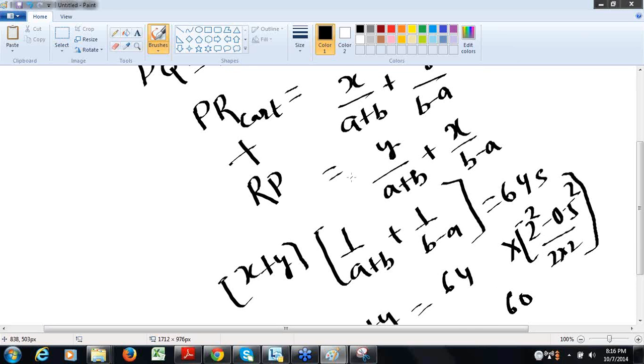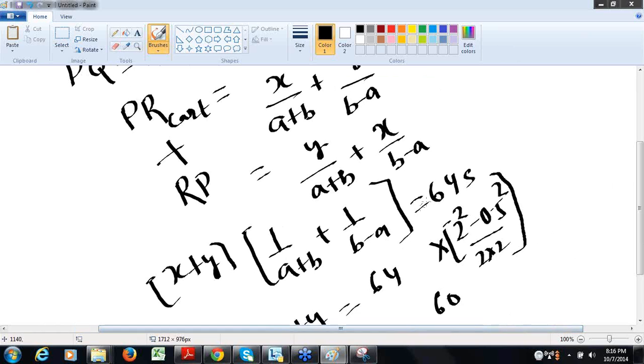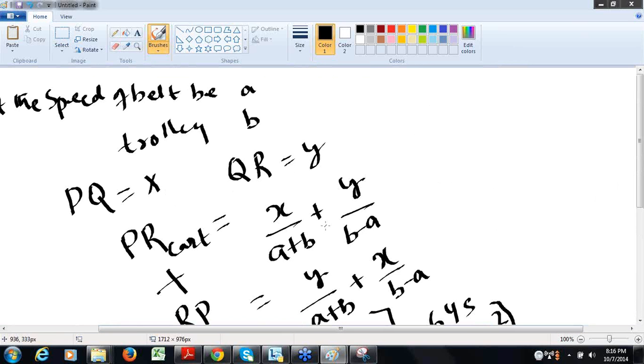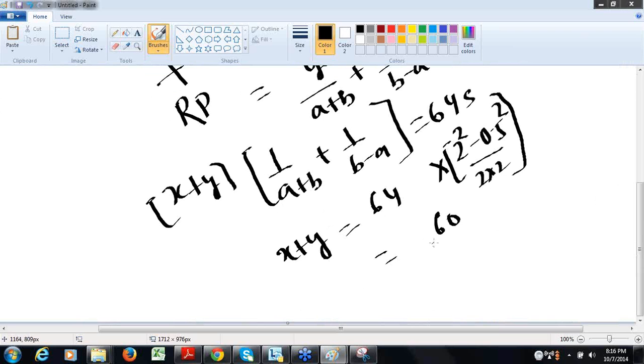Total time has been given as 64 seconds. So just add this and equate it to 64 seconds. Now put the value of A and B and find out the value of X plus Y. X plus Y is the distance PR. So X plus Y we have found out as 60.